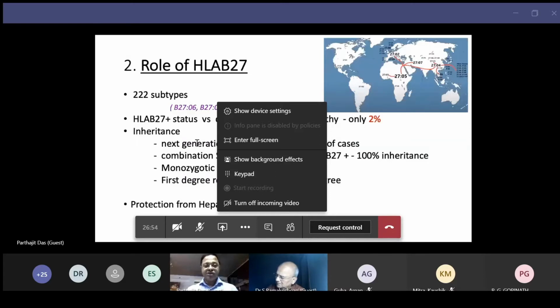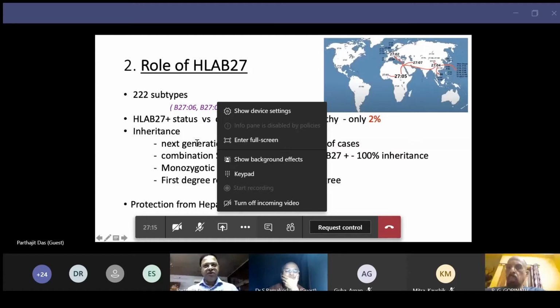HLA-B27 06 is not causing spondyloarthropathy, really. And if you look at this cartoon, there's a prevalence of various subtypes in various continents. Like 05 is more prevalent in Africa, 02 in European countries, 04 in Eastern Asia. This is more in the Middle East.